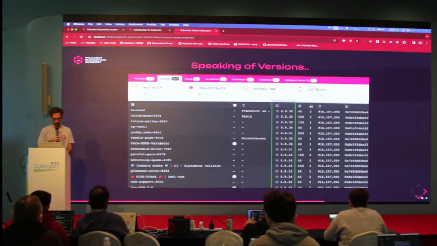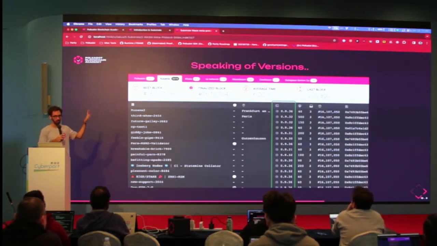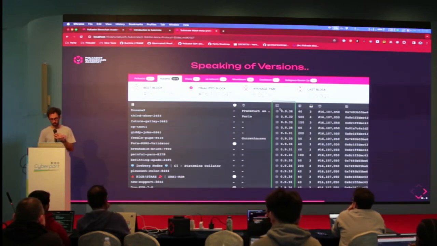All right, this is just for you to look at later. There's this website called the Polkadot Telemetry. It has a list of all the nodes in all the different networks running substrate-based chains, and it has a column for version. This is the node version that we have here. It's not even the runtime version.